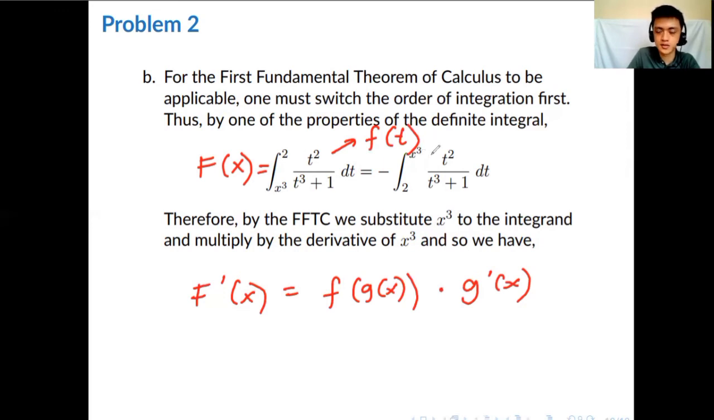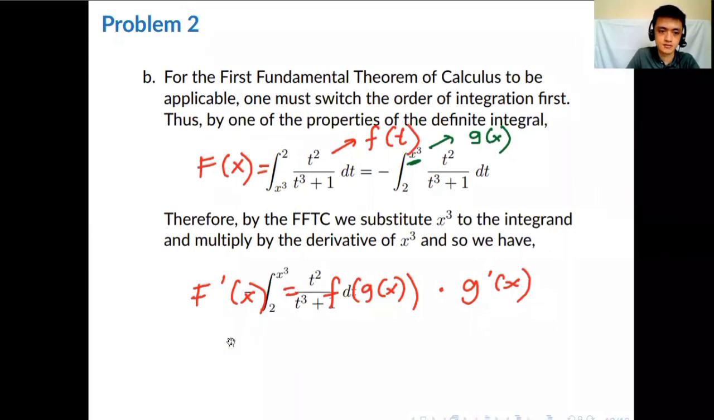And then yung g of x natin is actually itong x cubed dito. So, this one is our g of x. Okay? So, try to recall that from the theorem. And hindi na natin kailangan mag-integrate actually. Kapag gamitin natin yung FFTC, mahahanap na natin kaagad yung f prime of x. So, doing that, makikita natin sa next slide.